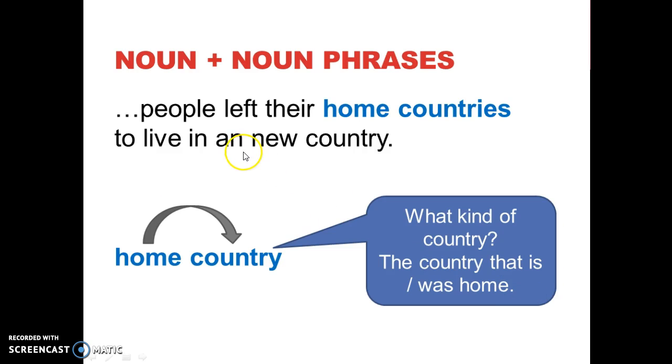So many times in texts, we look and we see home country, or in the plural, home countries. There were many countries that were home for different people. People left their home countries to live in a new country. So what kind of country? A country that is or was their home. Home is a noun. Country is a noun. The word home describes country.